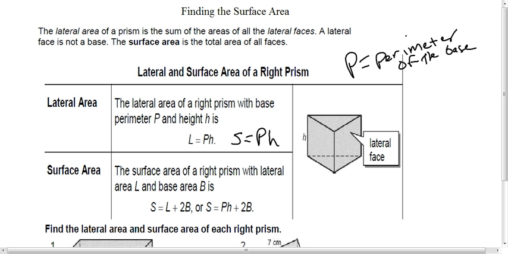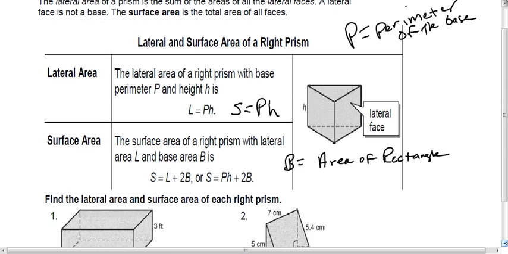And then in order for us to find the total, again we said we did not include the bases, so we will just take the area of the base and multiply it by 2. If the base is a rectangle, we will take the area of a rectangle, and if it's a triangle, we will take the area of a triangle, and so forth. And multiply that times 2, because we're talking about both the top and the bottom.